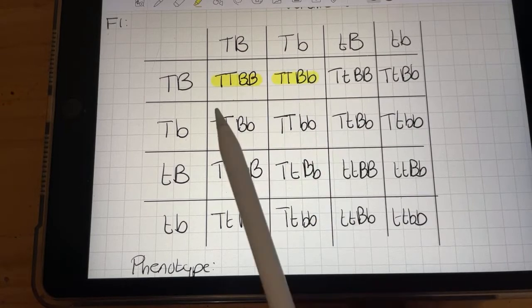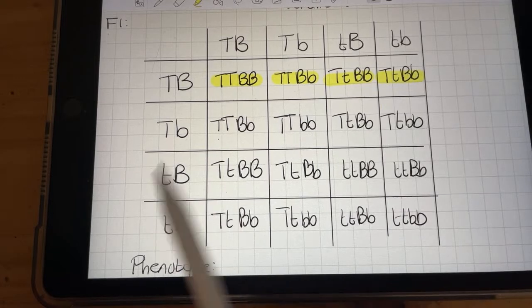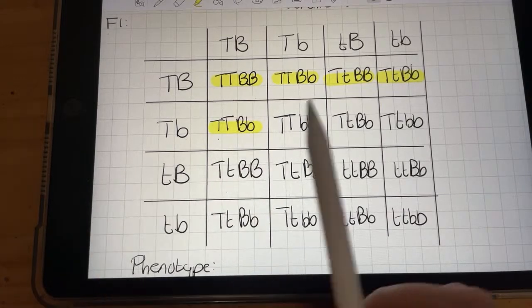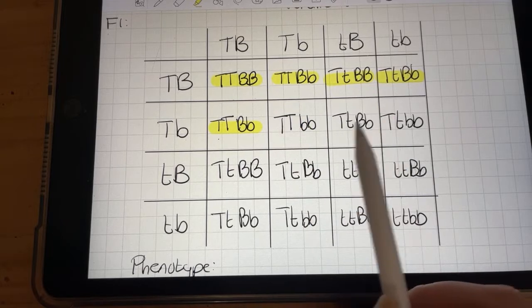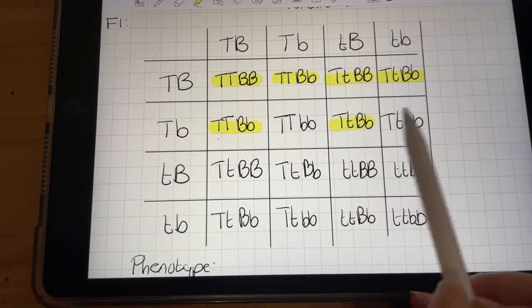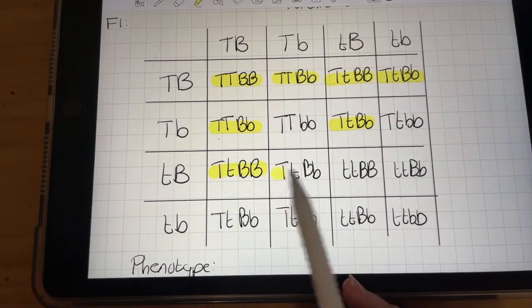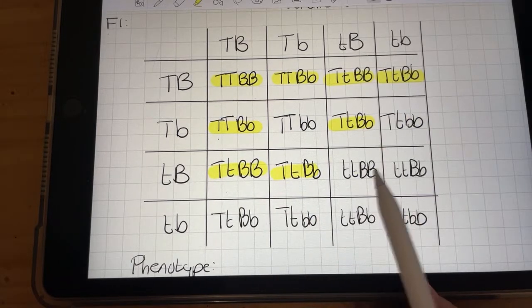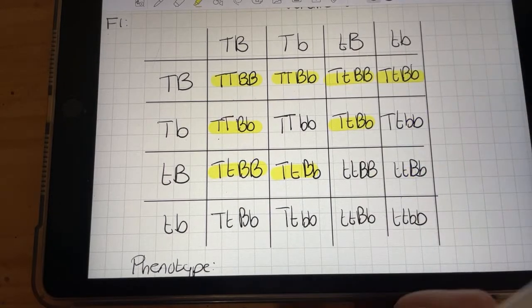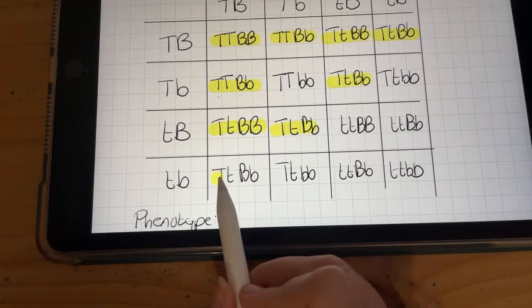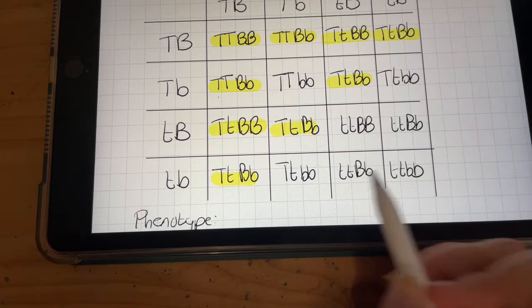Tall and black, yes. Tall and black, yes. Tall and black, yes. Tall and black, yes. Tall and black, no. Just tall, that is white. Tall and black, yes. Tall and black, no. Tall and black, yes. Tall and black, yes. Tall and black, no. Tall and black, no. Oops. Last one. Tall and black, yes. Tall, yes, but not black. Tall and black, no.